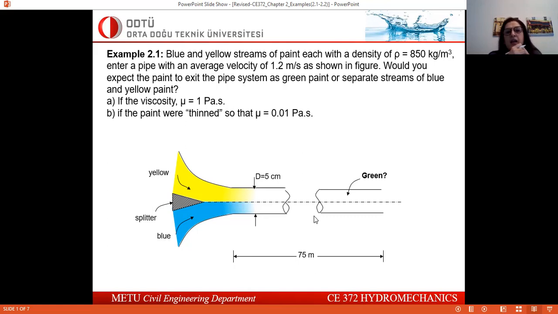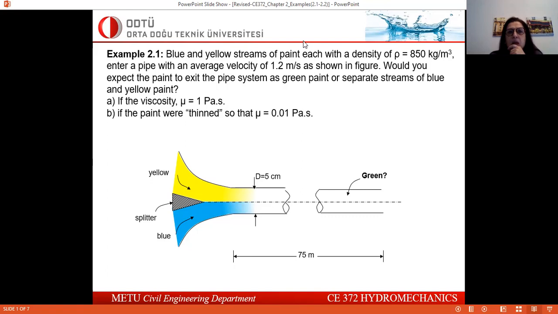the answer lies in whether you have a laminar state of flow or a turbulent state of flow. And now we know the answer. We can find the answer simply by checking the state of flow by looking at the Reynolds number.